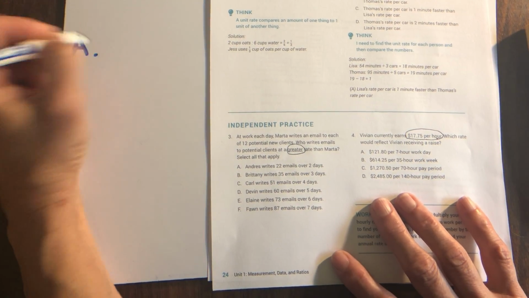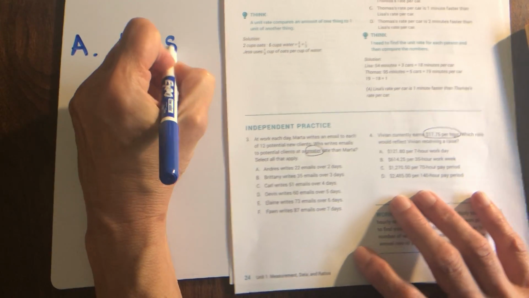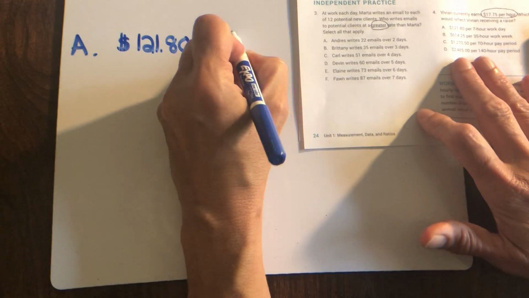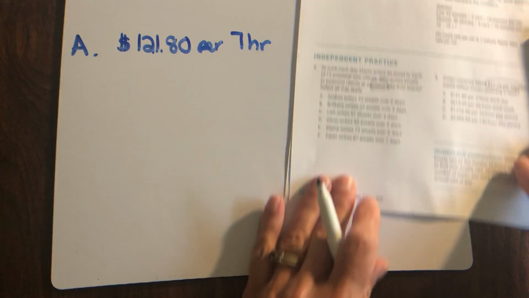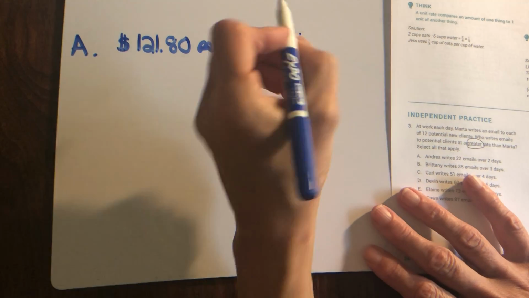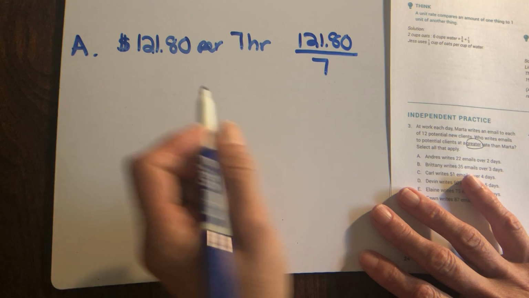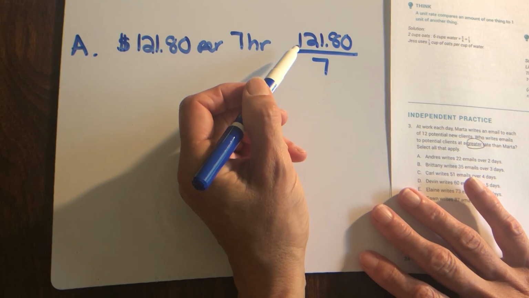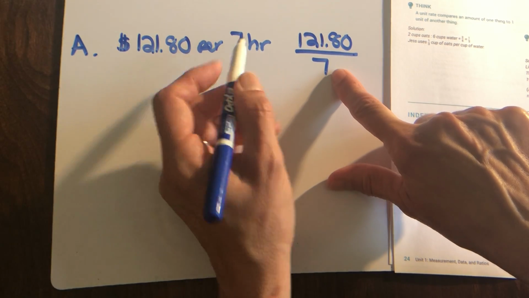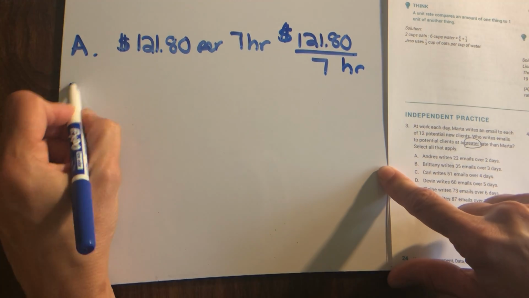So choice A was $121.80 per a 7-hour workday. Well, to do that as a unit rate, that would be $121.80 over 7. So we want to work it out into 1 hour, not 7 hours. So we've got to have money over hours for every one of these.